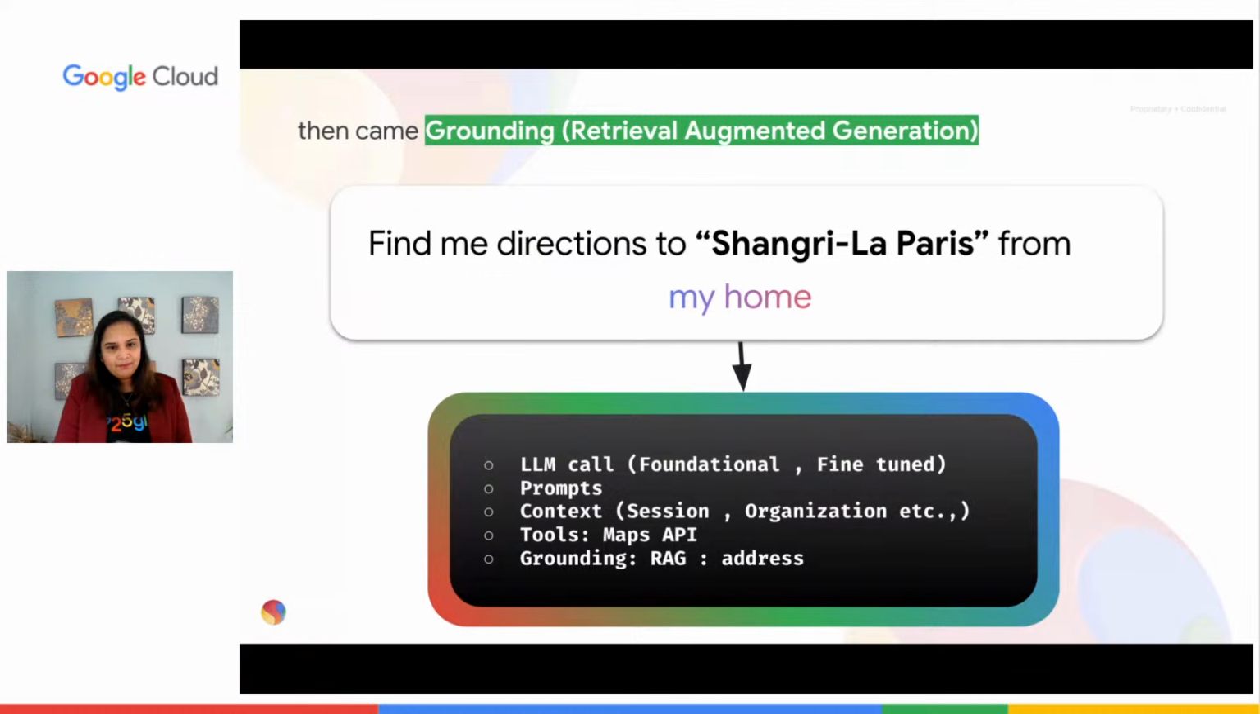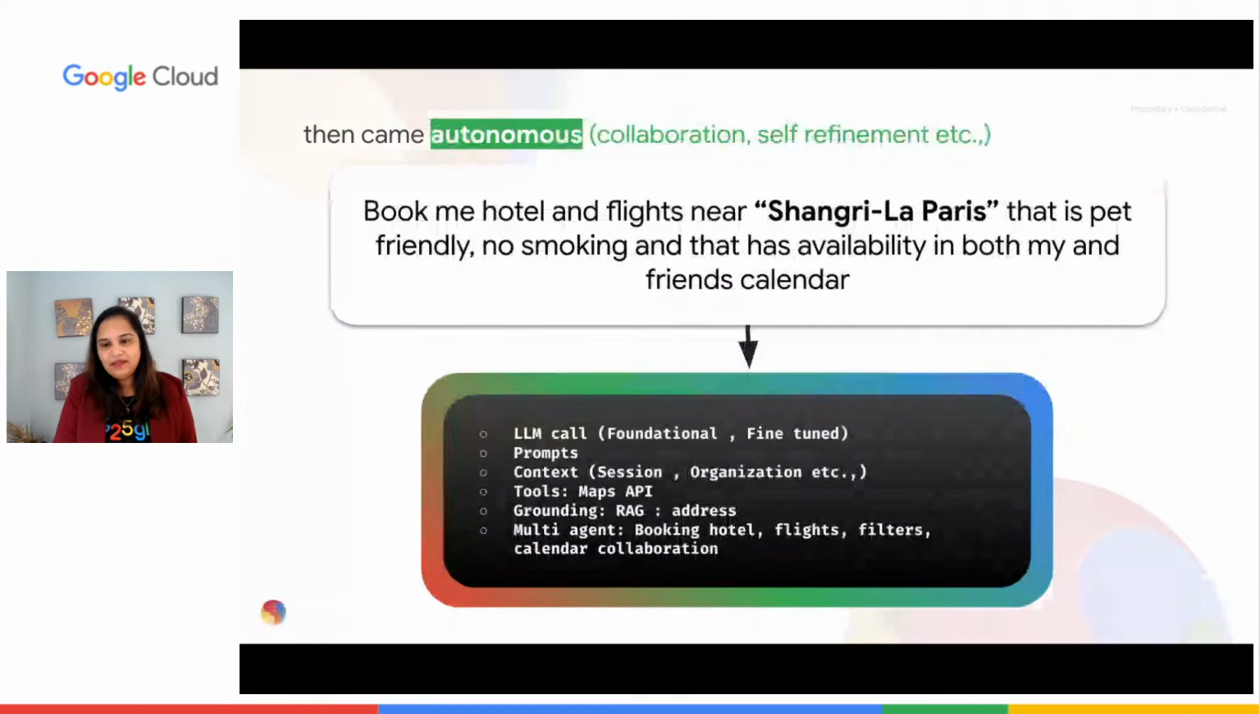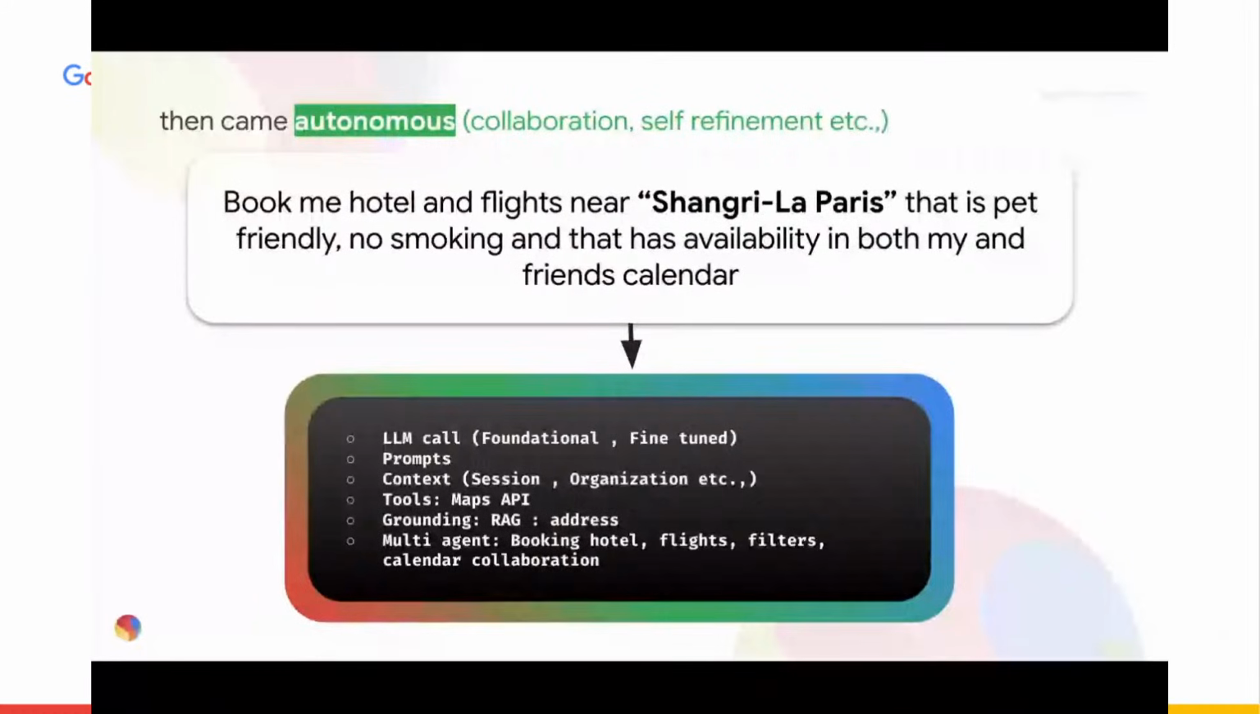Pretty simple. Now comes a little bit more complicated. Here, I'm asking to book me a hotel and flights near Shangri-La, Paris that is pet friendly, no smoking, and has availability in both my and my friend's calendar. It has a lot of things going on here. First, you need the tools. Then you need the grounding with the specific address. And you need my calendar, my friend's calendar, and you need some filters to make it work. You need the availability of the hotel and flights. So many things happening here. So it needs a complex agentic architecture.